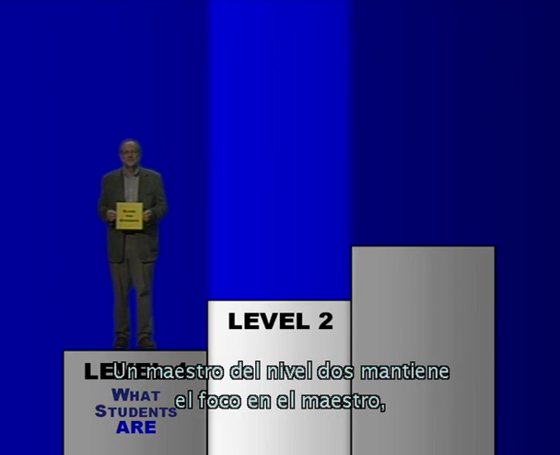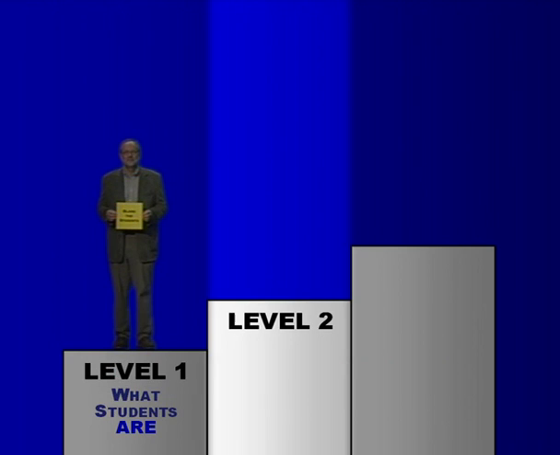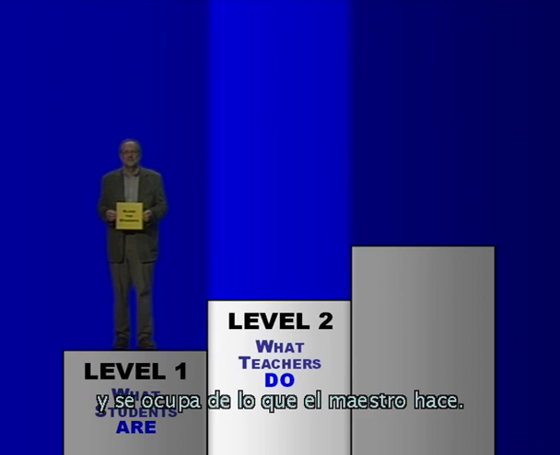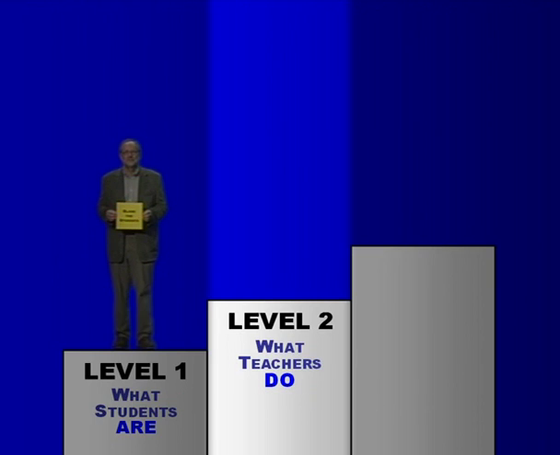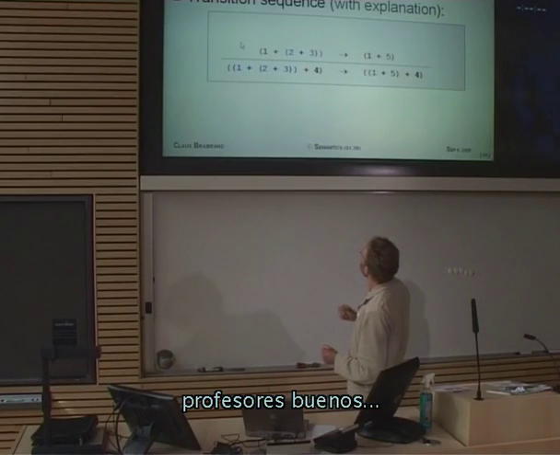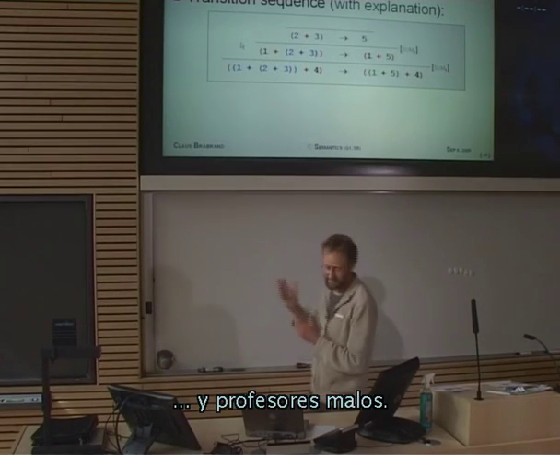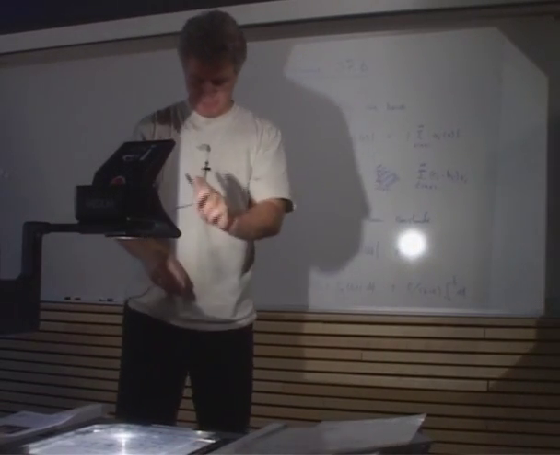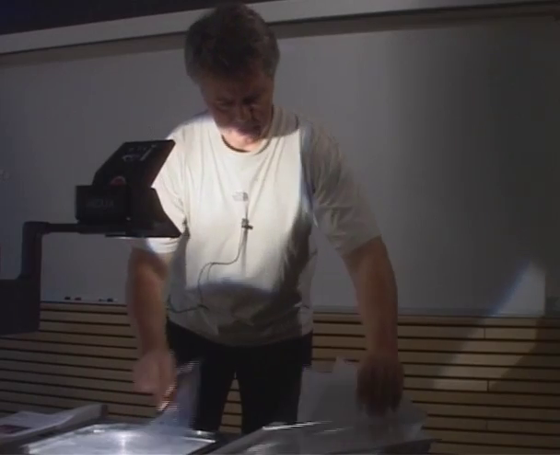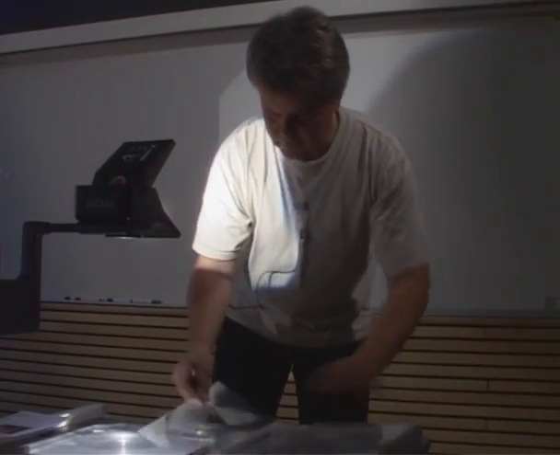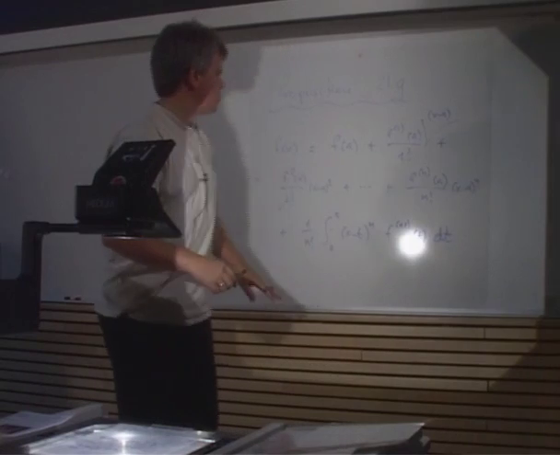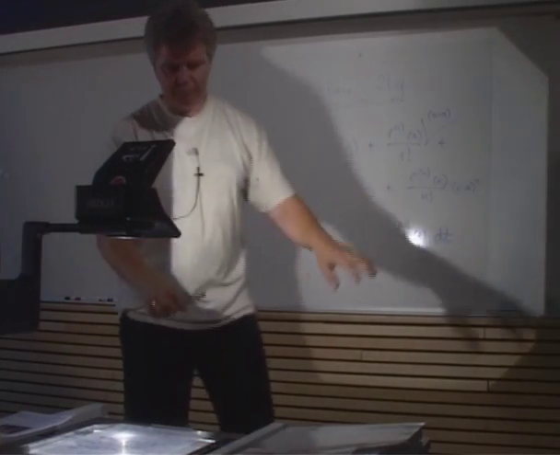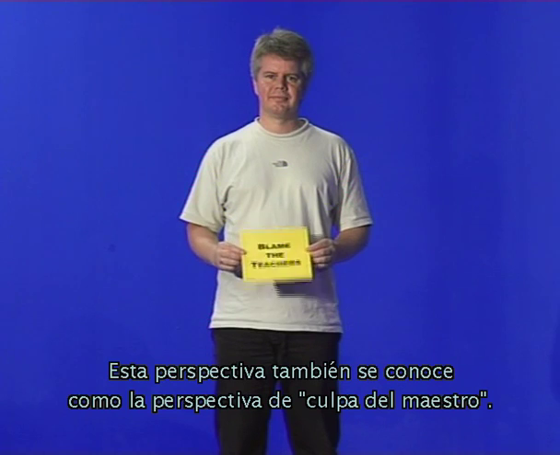A level 2 teacher has the focus on the teacher and is concerned with what the teacher does. From this perspective, there are good teachers and bad teachers. This perspective is also known as the blame the teacher perspective.